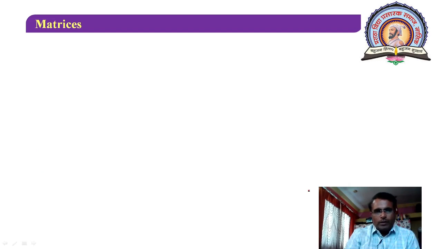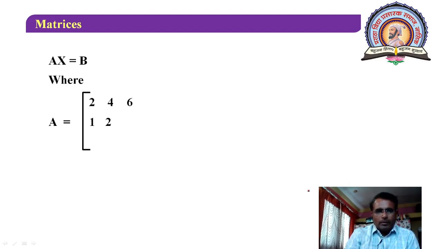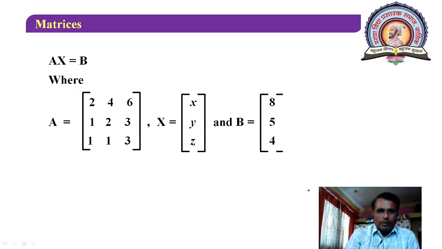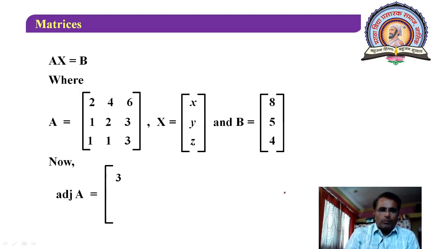So let us see what the system is here. Ax equal to b, if you consider the matrix form, A is 2, 4, 6, 1, 2, 3 and 1, 1, 3. X is equal to x, y, z, and b is equal to 8, 5, 4. Now adjoint of A, how do we find the adjoint?